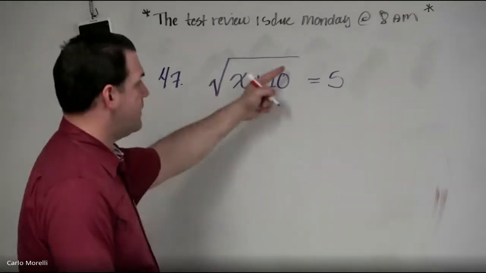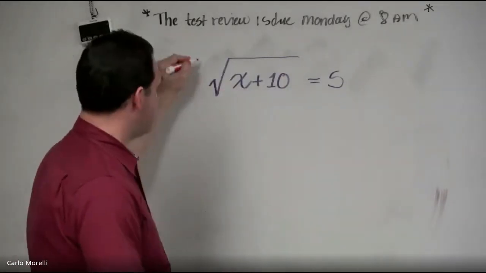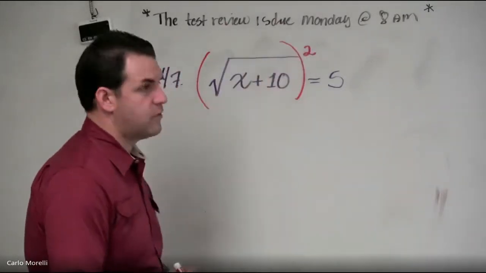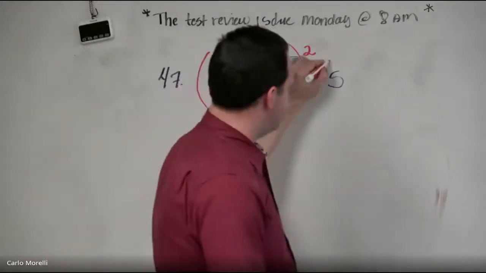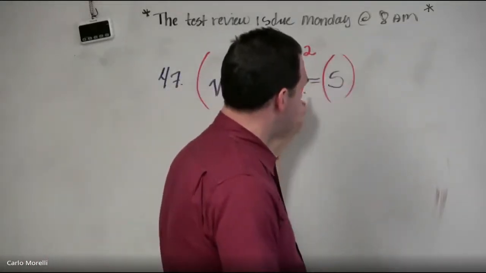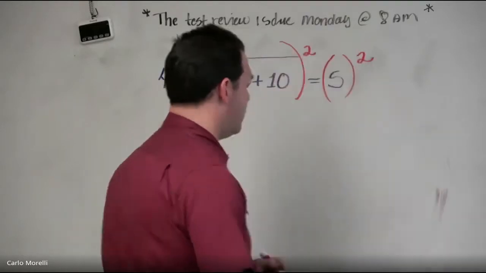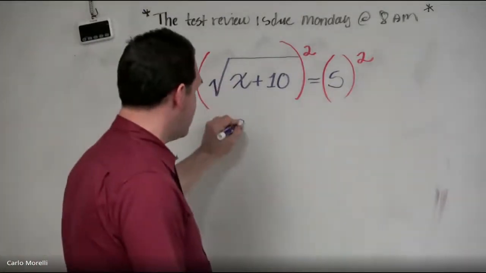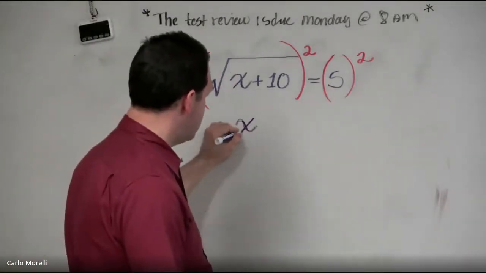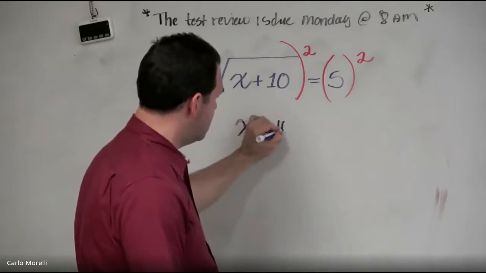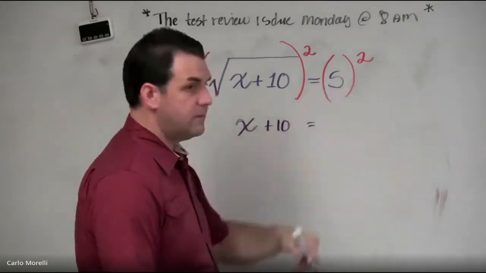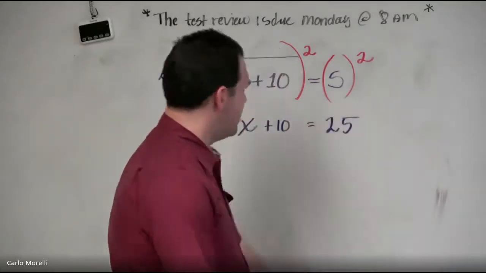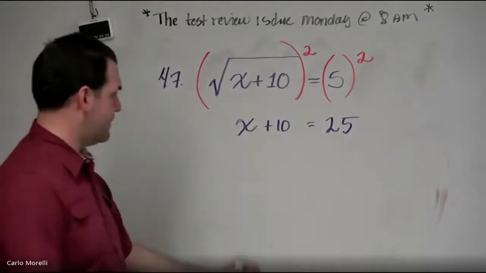To unsquare root something, you square it. So place the whole thing in parentheses and put a squared symbol. And remember what we do to the left, we must do to the right. So square 5 as well. So on the left side, you just have x plus 10 now because you squared the square root. And that equals 5 squared. What's 5 times 5? 25. And now you just solve this for x.